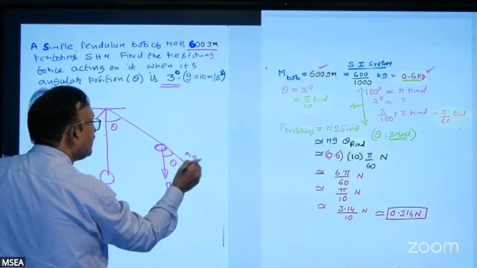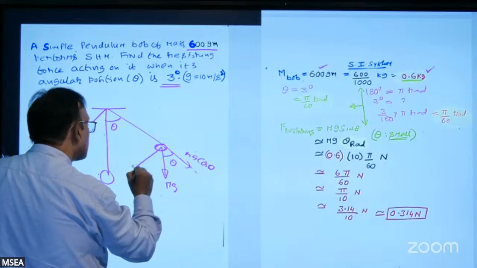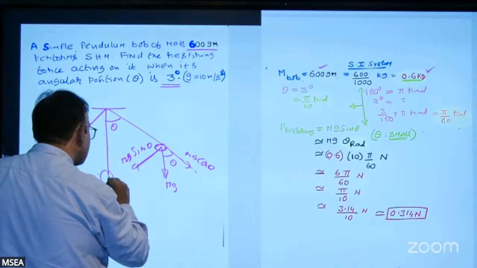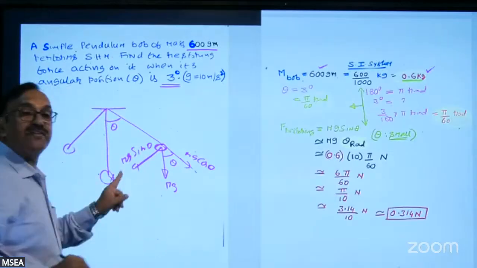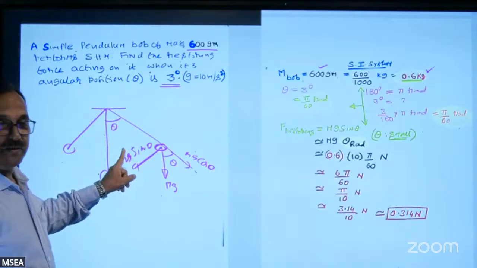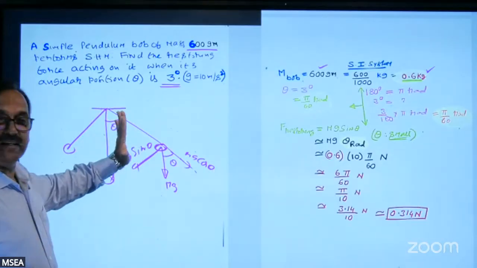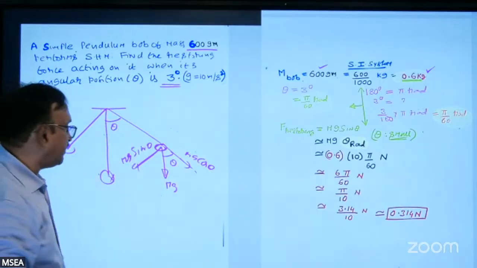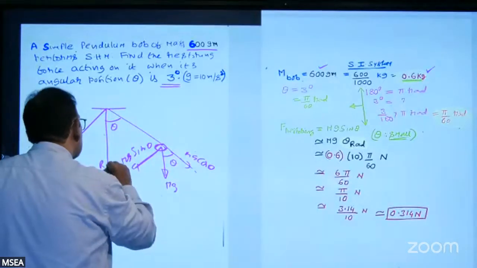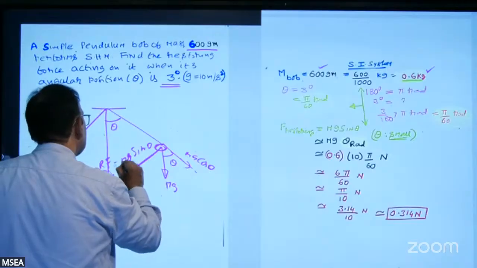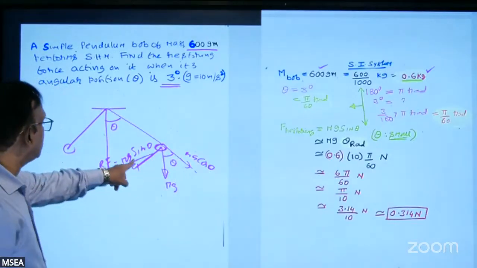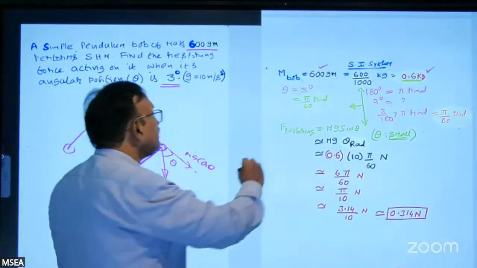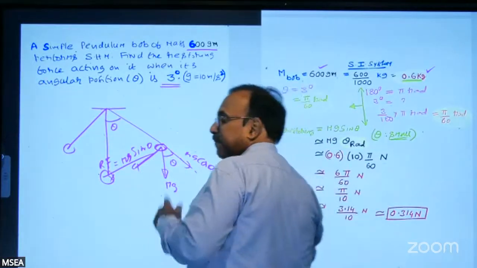This comes out to be mg cos theta. This comes out to be mg sin theta. And this particular force that is directed towards the mean position is said to be the restoring force. The fundamental point in a simple pendulum is that whenever the bob is at an angular position theta, the restoring force acting on the body is given by mg sin theta.